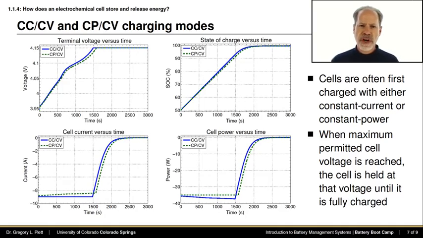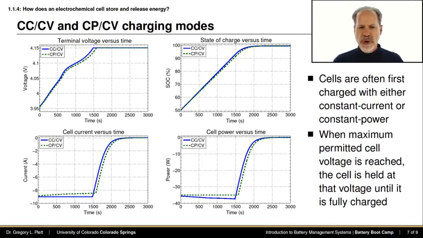So looking at the bottom left picture, the solid blue line shows current versus time for the constant current, constant voltage charge scheme. You can see that current is being held constant at a 9 ampere level until the maximum voltage of 4.15 volts is attained. Then, when we hold the voltage at that level, the magnitude of current decreases towards 0 until the battery cell is completely charged.